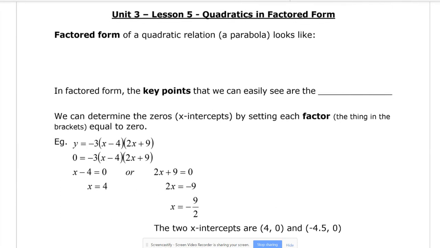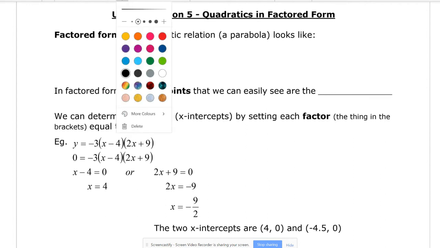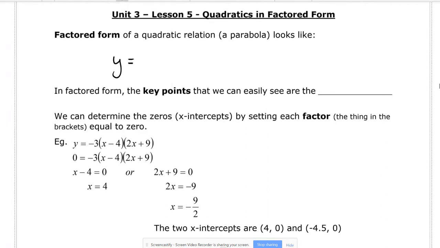Unit 3, Lesson 5, Quadratics and factored form. The factored form of a quadratic relation or parabola looks like this. Okay? And we write it like this: y equals a, which is a constant, bracket, x minus r, close bracket, and x minus s in another bracket.